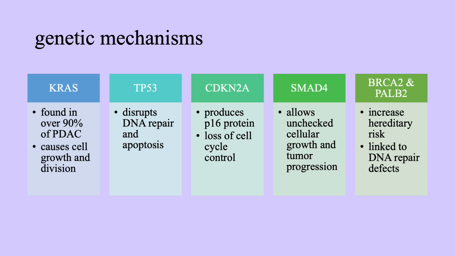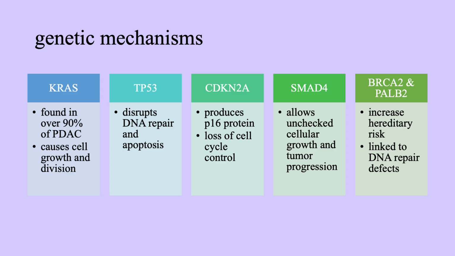Okay, moving on to the genetic mechanisms. Starting off with the oncogenes, which are the mutated forms of genes. The KRAS mutation, I'm unsure if I'm saying that correctly, causes cells to grow and divide abnormally. It's found in over 90% of PDACs, which again are the exocrine tumors. So it's super common and it causes cell growth and division.